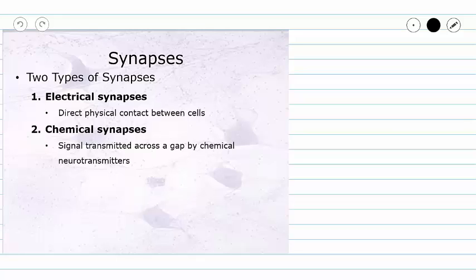This video will be a continuation in our series about the nervous system, and this video will cover synapses in a little bit more detail than they were covered before. So before we took a look at the structure of a synapse in relation to the structure of a neuron. Here we're going to take a closer look at the synapse, and we find that we actually have two major types of synapses: electrical synapses and chemical synapses.